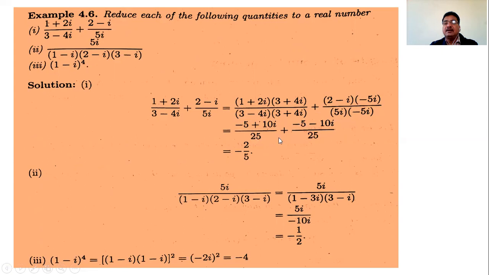If we take 25 as LCM, then minus 5 becomes minus 10. And plus 10i and minus 10i become 0. So we have the answer minus 10 by 25, that is minus 2 by 5. Next: reduce the following quantities to real numbers. We have this expression as a real number.